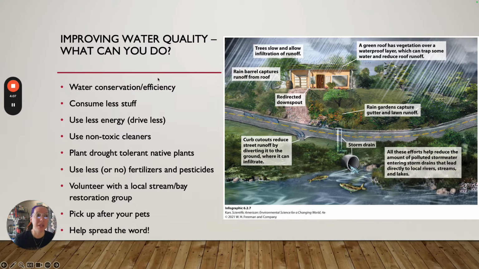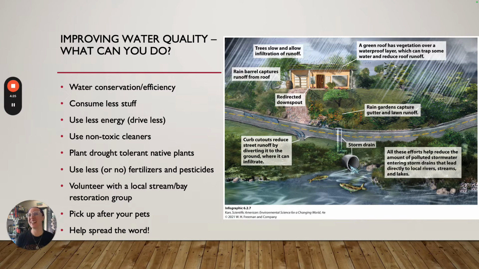Anyways, here are some other ways in which you can help improve water quality overall. Water conservation and efficiency. You don't need to keep your faucet on for the full 2 minutes that you're brushing your teeth. You don't need to take a half an hour long shower for every single shower that you do.